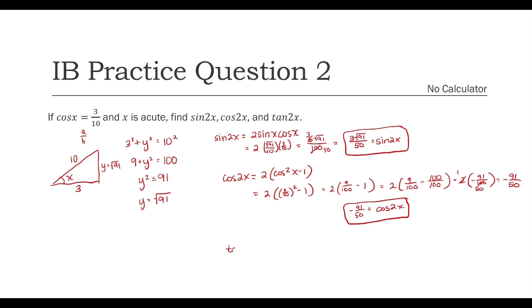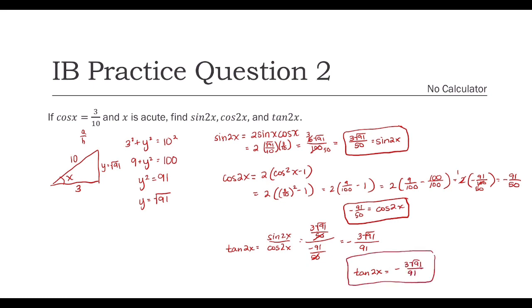And then our tangent of 2x equals our sine of 2x over our cosine of 2x, which is 3 root 91 over 50 over negative 91 over 50. These 50s can cancel, and we'll get 3 root 91 over 91, and that's negative. So our tangent of 2x is equal to negative 3 root 91 over 91. So there are your answers to that problem.